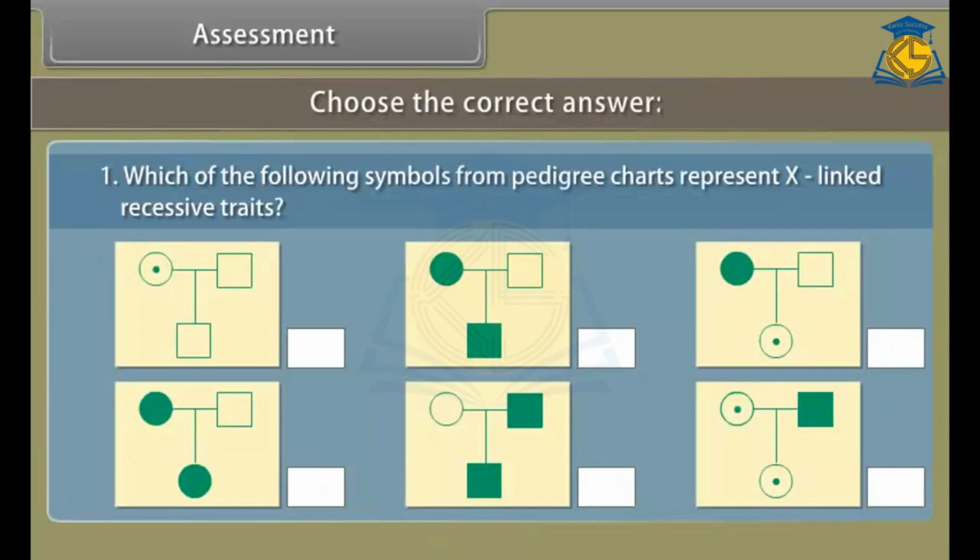Assessment. Before proceeding further, let us know how much have you learned. Choose the correct answer.